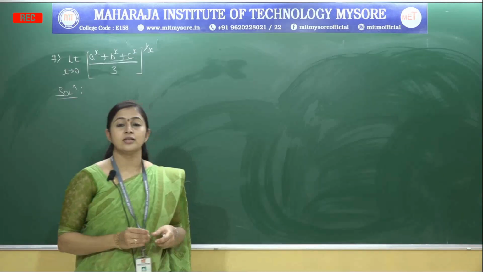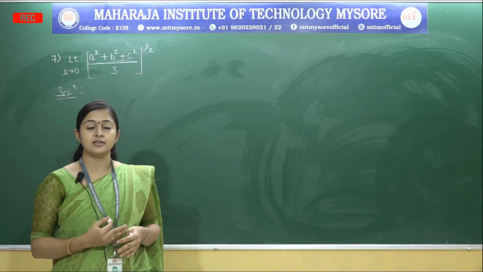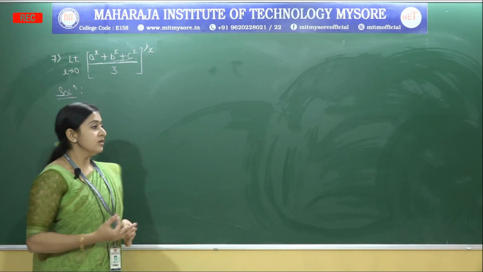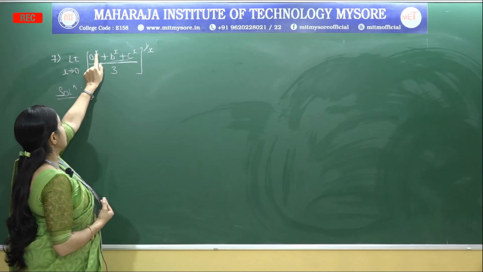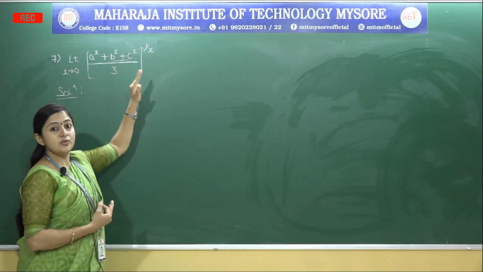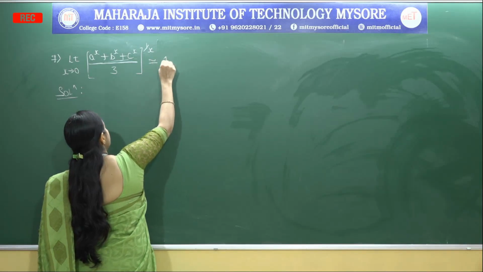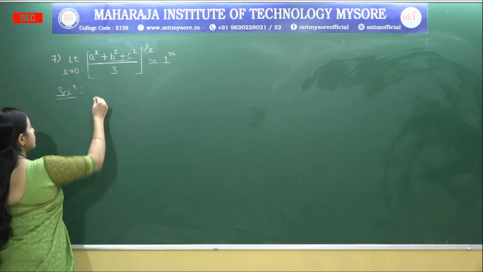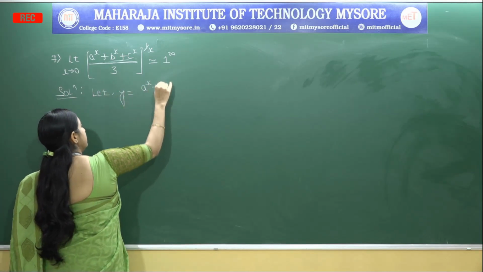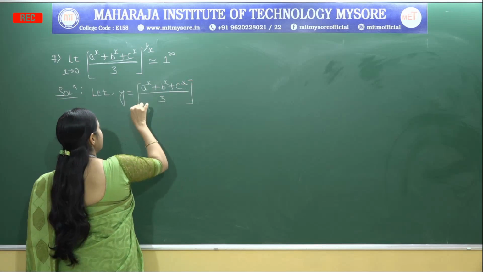This is the answer. The next problem, limit of a power x plus b power x plus c power x, denominator 3, power 1 by x as x tends to 0. First to apply the limit. So if you apply the limit as x tends to 0, a power 0 is 1, b power 0 is 1, c power 0 is 1. So 1 plus 1 plus 1 you will get the 3, that cancels with the denominator. So we will get the term as 1, then 1 by 0 is infinity. So take this term as, let y equals a power x plus b power x plus c power x divided by 3, power 1 by x.